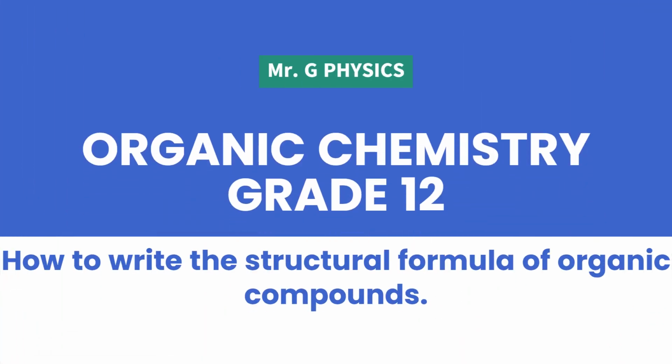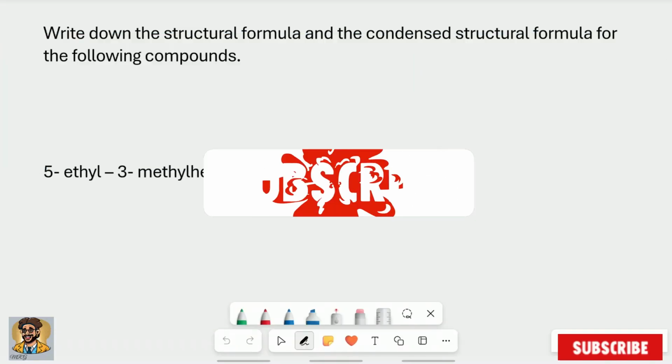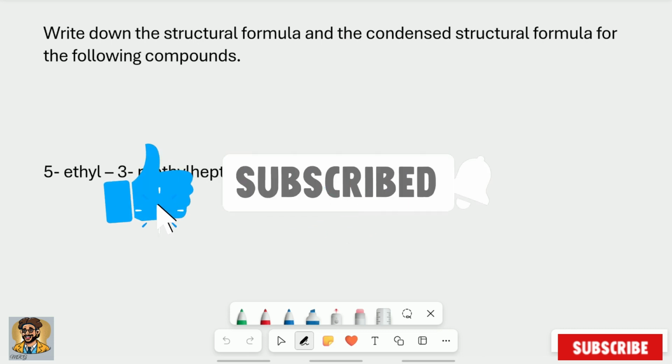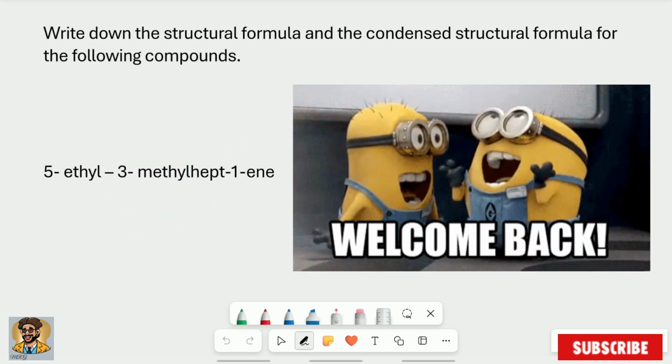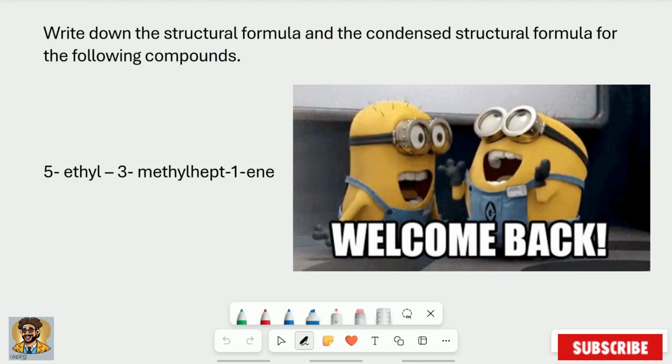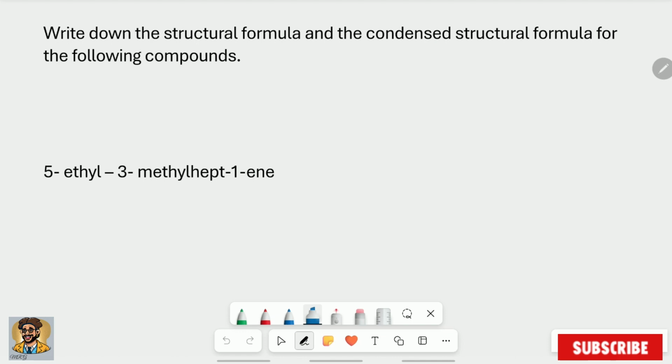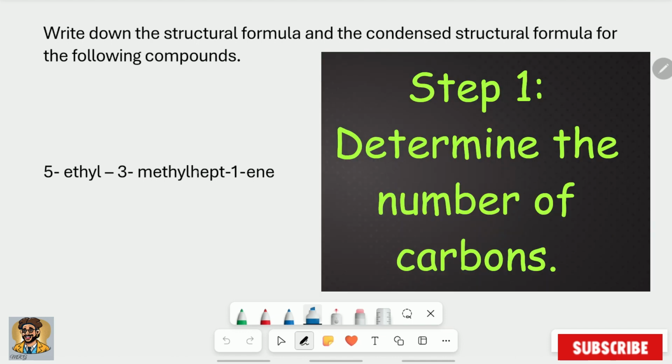The question says, write down the structural formula and condensed structural formula for the following compound. And you have 5-ethyl, 3-methyl hept-1-yne. Now, when you write the structural formula from the name, the first thing you have to do is to find out how many carbons you have. That is step number 1.